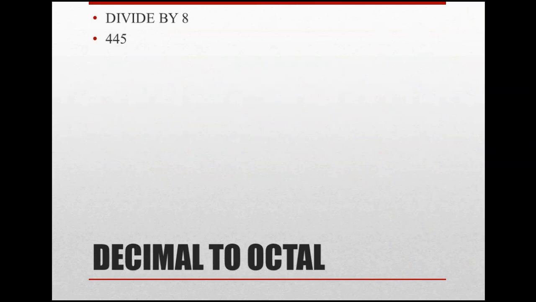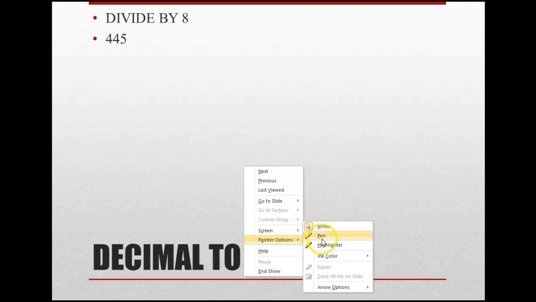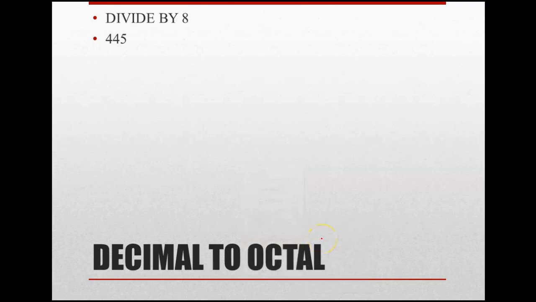Let us start with our next question, in which we have decimal to octal. One thing is very good in data representation: if you are clear with one method, then you can easily go for the other methods also. Here we have decimal to octal. Octal you know is base 8, and decimal is base 10. This is the number given in decimal form, and they are asking for the equivalent in base 8.